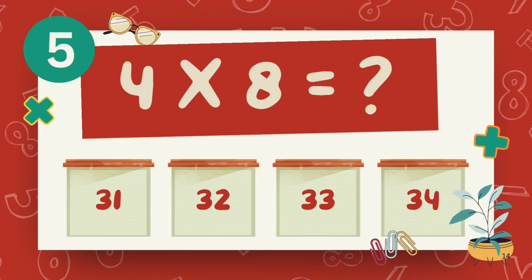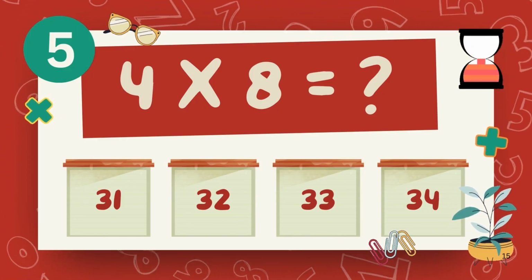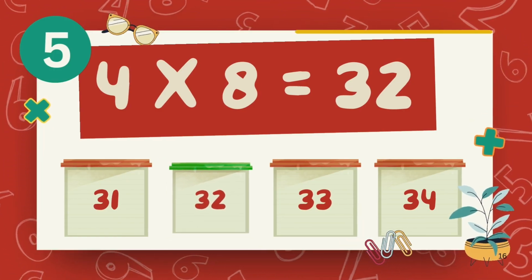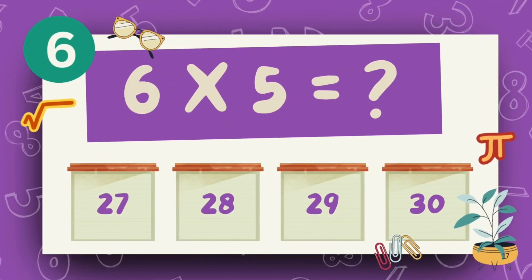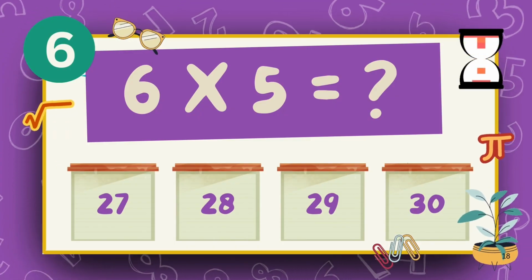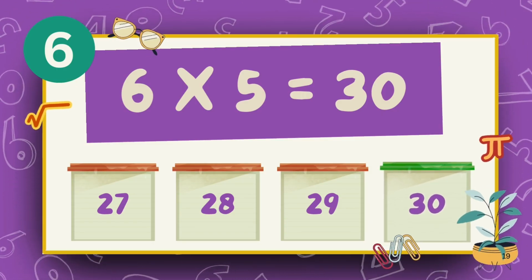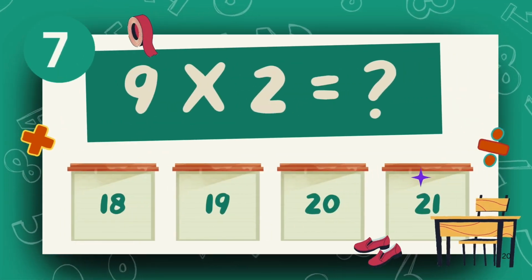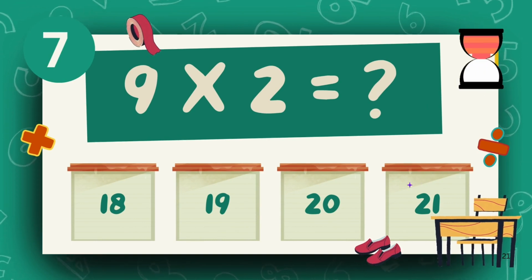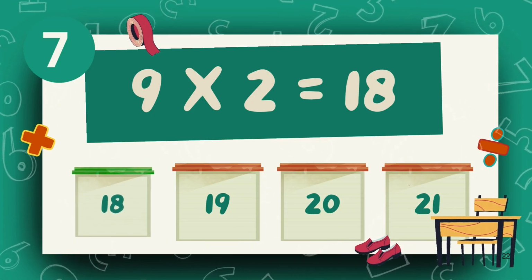What is 4 multiply 8? The answer is 32. What is 6 multiply 5? The answer is 30. What is 9 multiply 2? The answer is 18.